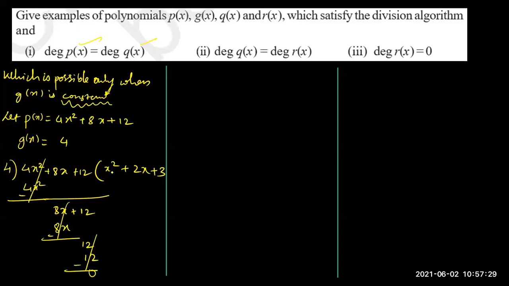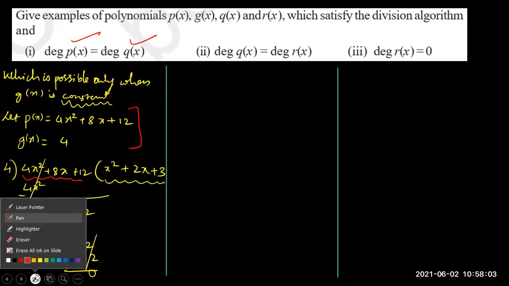Okay. So here, just to check, this is the quotient. What is the degree of this quotient? 2, sir. Yes, 2 it is. Then P of x, the dividend. What is its degree? 2, sir. That is also 2. So if you consider this example, the degree of P of x and degree of Q of x is 2 here. Clear? Both the degrees are equal.